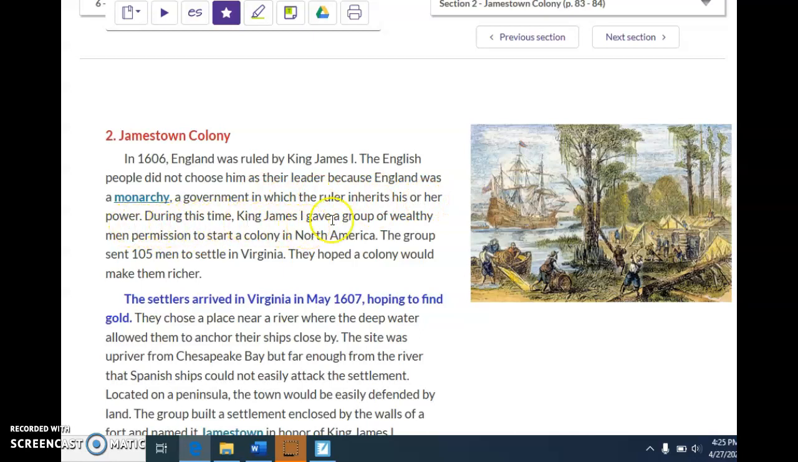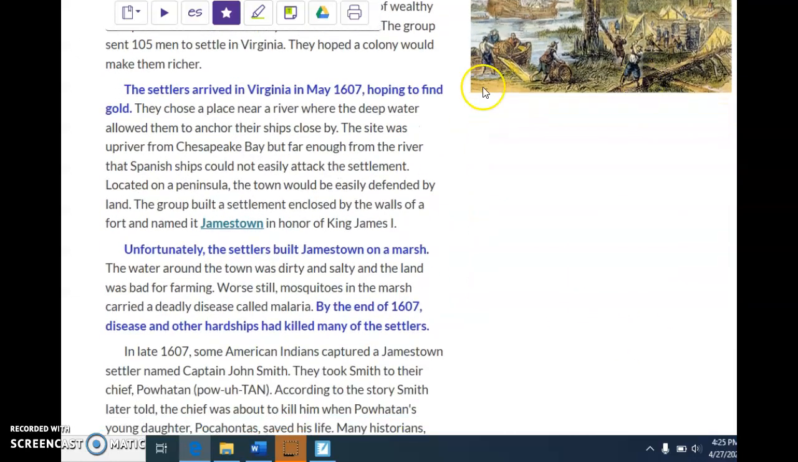During this time, King James I gave a group of wealthy men permission to start a colony in North America. The group sent 105 men to settle in Virginia. They hoped a colony would make them richer. Now we see this is highlighted in blue as one of the main ideas.